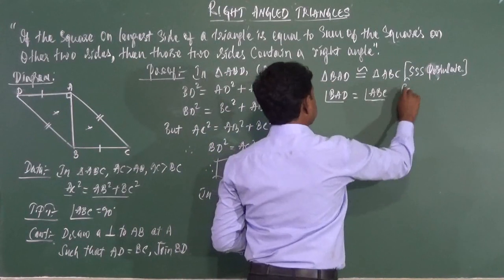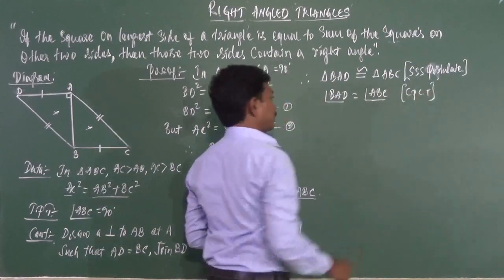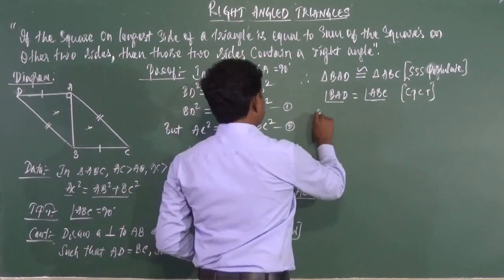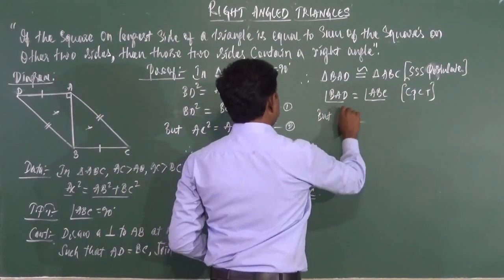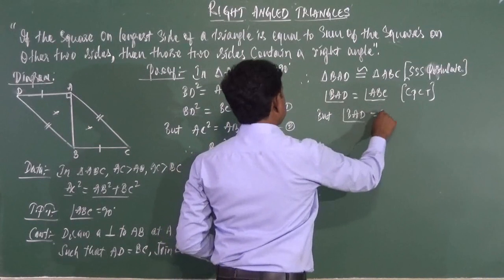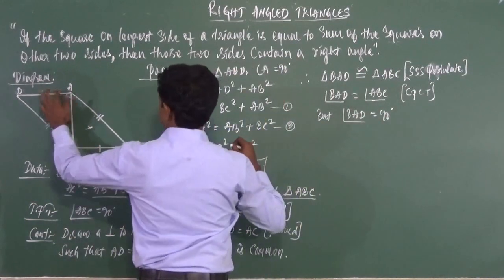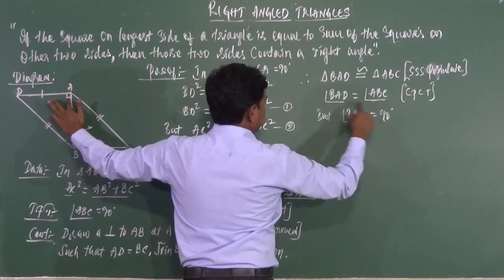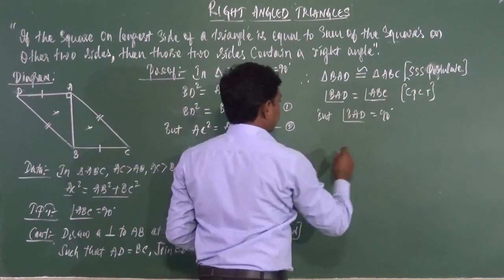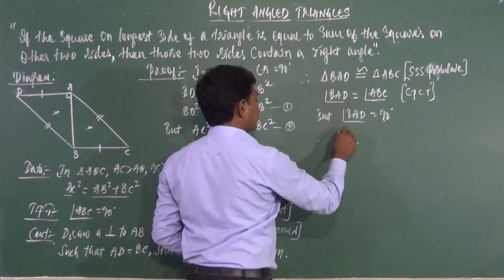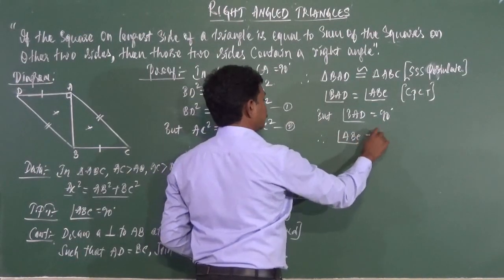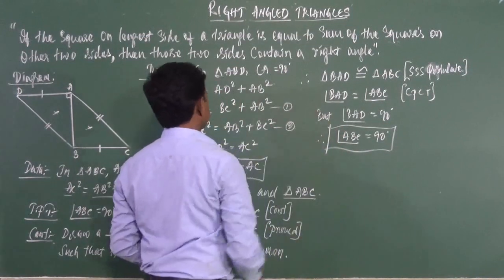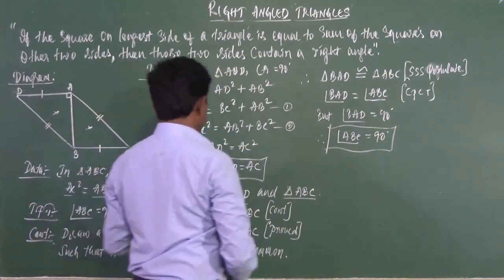So here I can call it CPCT, corresponding parts of congruent triangles. But angle BAD is equal to 90 degrees. Angle BAD is 90, but angle BAD is equal to angle ABC. So therefore, angle ABC should also be equal to 90 degrees. So that is what has to be proved.